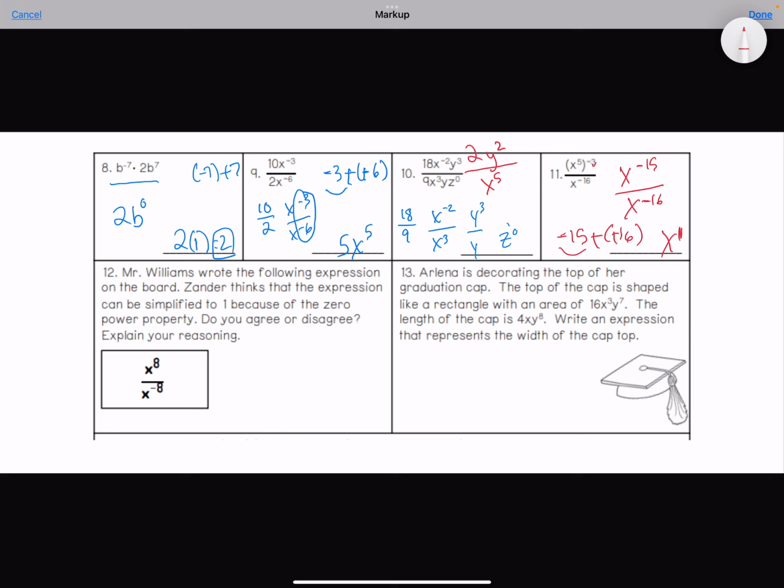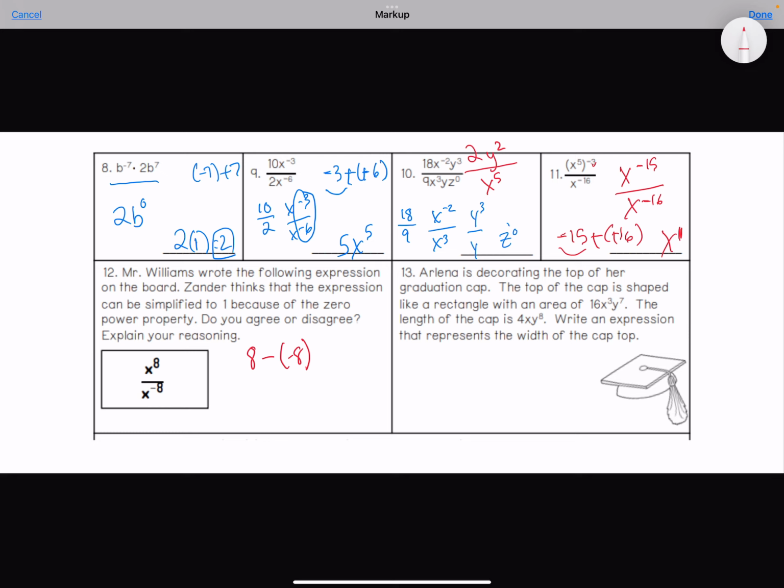Okay, so number 12 is an error analysis question. It says, Mr. Williams wrote the following expression on the board. Xander thinks that this expression can be simplified to 1 because of the zero power property. Do you agree or disagree? Okay, so using the quotient rule first, I'm going to have 8 minus negative 8. Does that equal 0? Yes or no? And that will give you your answer.